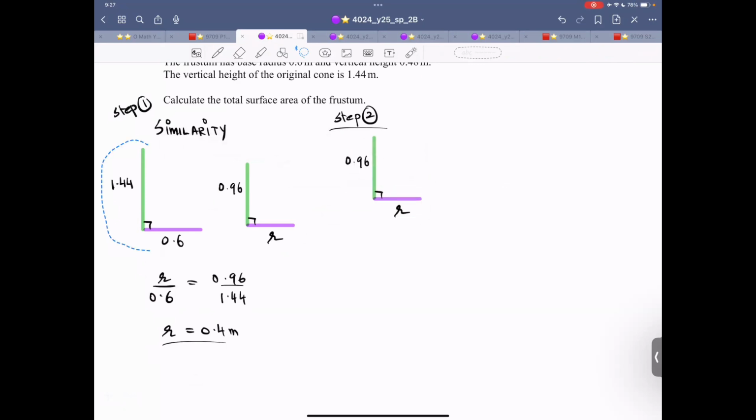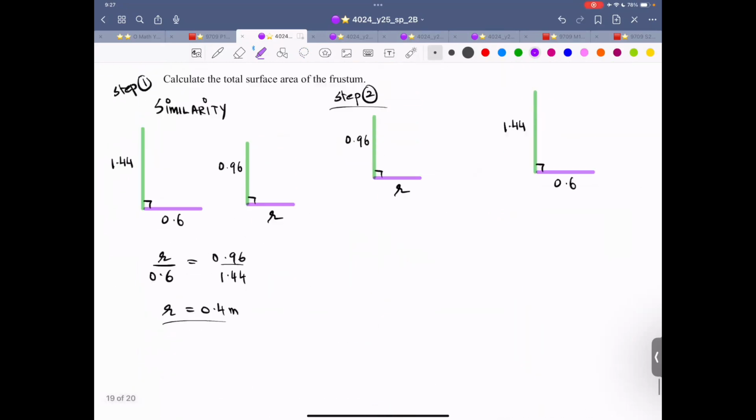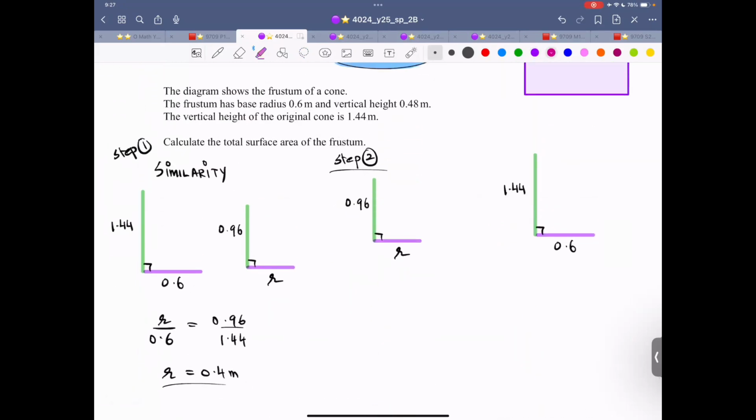Let me copy this and write it over here, because there are two different hypotenuses. Let me join it like this, over here like this. So now when I do this calculation, get your calculators ready, and let's just work it out. First of all, let me write this.